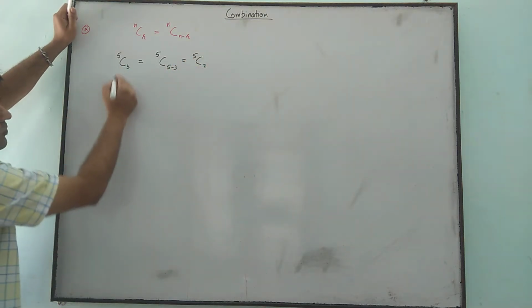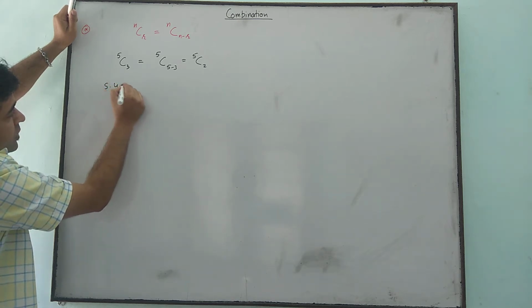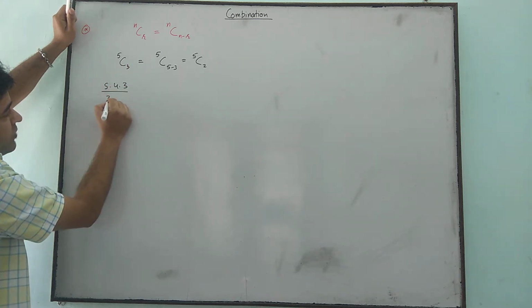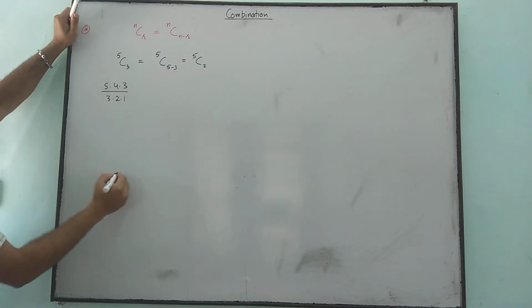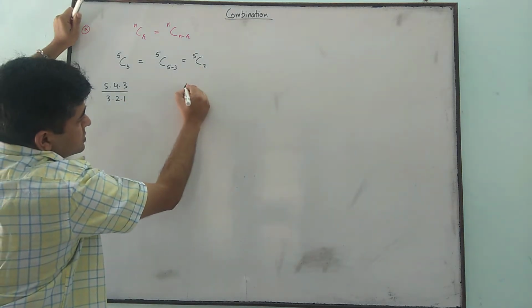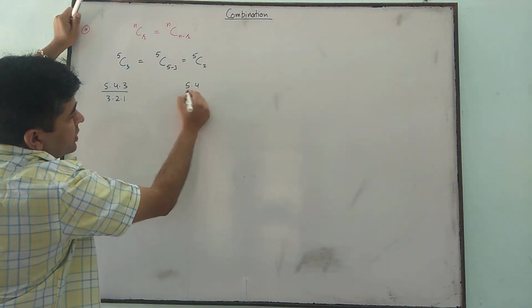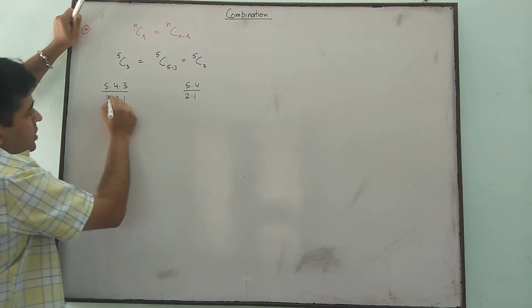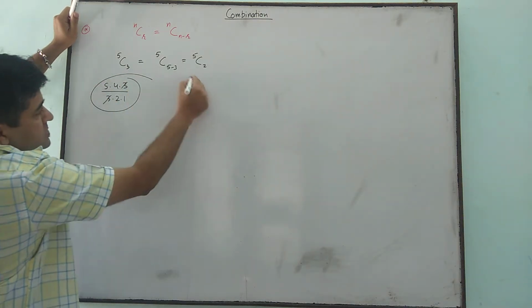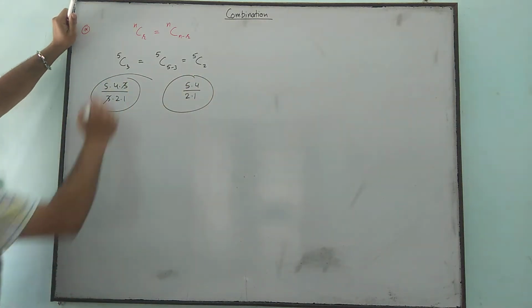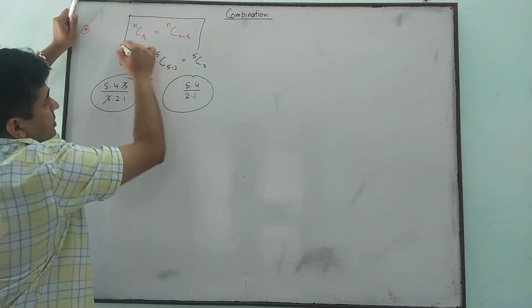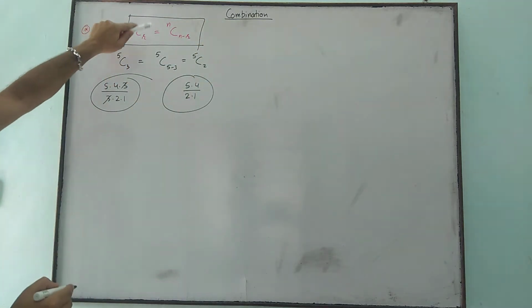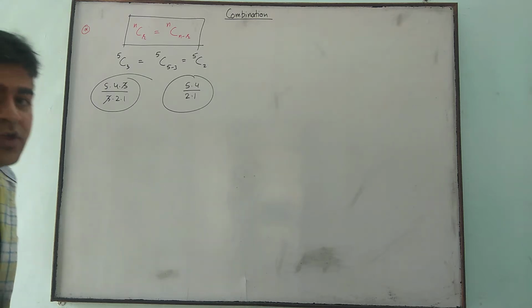Let's check on it. 5C3 is 5 into 4 into 3 divided by 3 factorial, as I told you the method, and 5C2 is 5 into 4 divided by 2 factorial. Now see, these two things are equal. So we have a property here that nCr is equal to nC(n minus r). And where to use it?